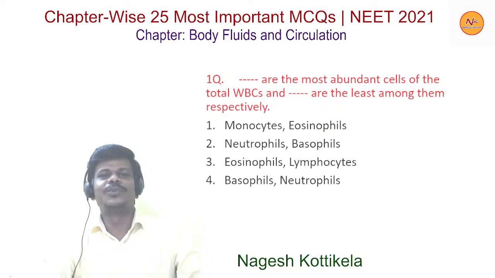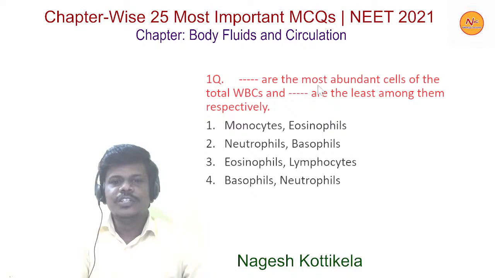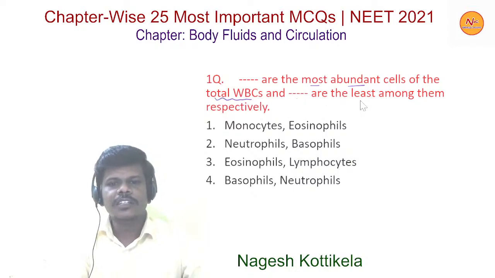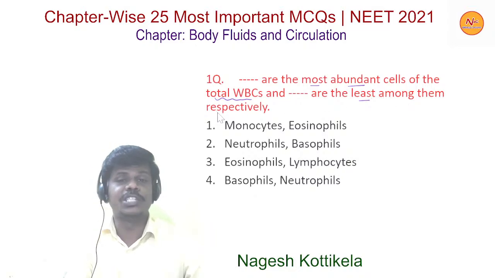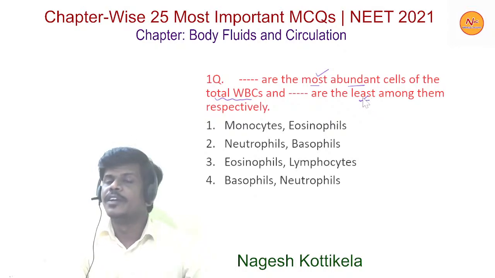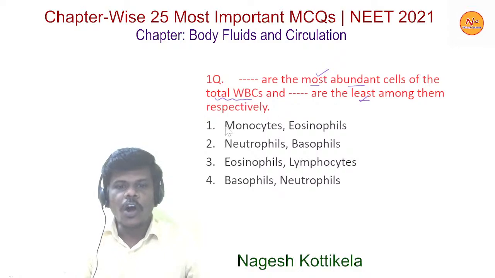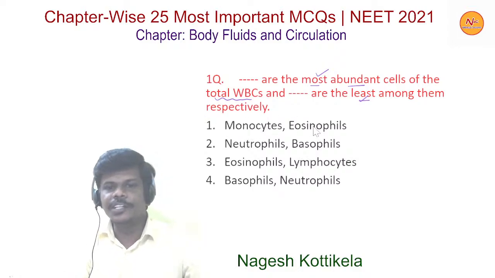Let's begin with today's session. Here, first question. Dash are the most abundant cells of the total WBCs and dash are the least among the WBCs respectively. Here we have to find out the most abundant type of WBCs and the least number of WBCs in total WBCs. Here, option 1, monocytes and eosinophils.